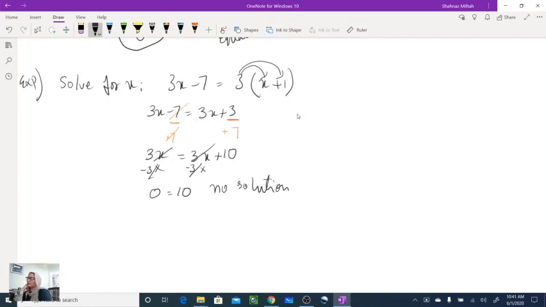And what is the equation called when there is no solution? 0 equal 10 means this is false. You know that's false because 0 is not equal 10. So no matter what value the variable x might have, the original equation has no solution. It's false, no solution. So the equation is called a contradiction.